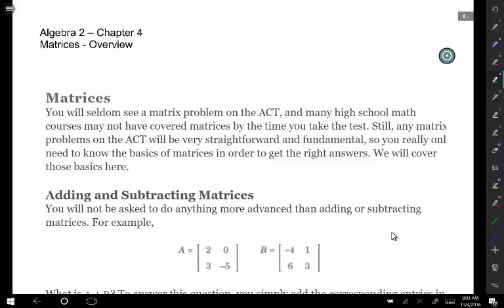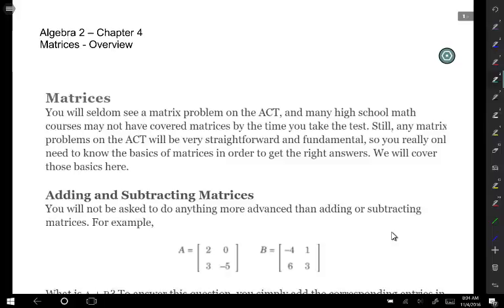You might see a matrix on the ACT test. We looked over a bunch of different tests over the last 10 years, and a matrix problem occurs about 5% of the time. 95% of the tests did not have a matrix on them. So we wanted to make sure that you understood how to deal with and manipulate basic matrices, so if you see a problem, you can address it, handle it, and move forward.